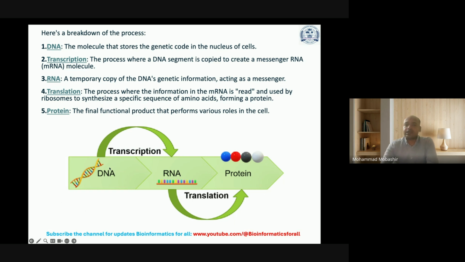And protein, the final functional product that performs various roles in the cells. And here the same thing you can see, DNA to RNA, that is transcription, RNA to protein, that is translation. Here this is representing the double-stranded DNA. This is mRNA, single-stranded RNA. And then here amino acid sequences, that is for protein.